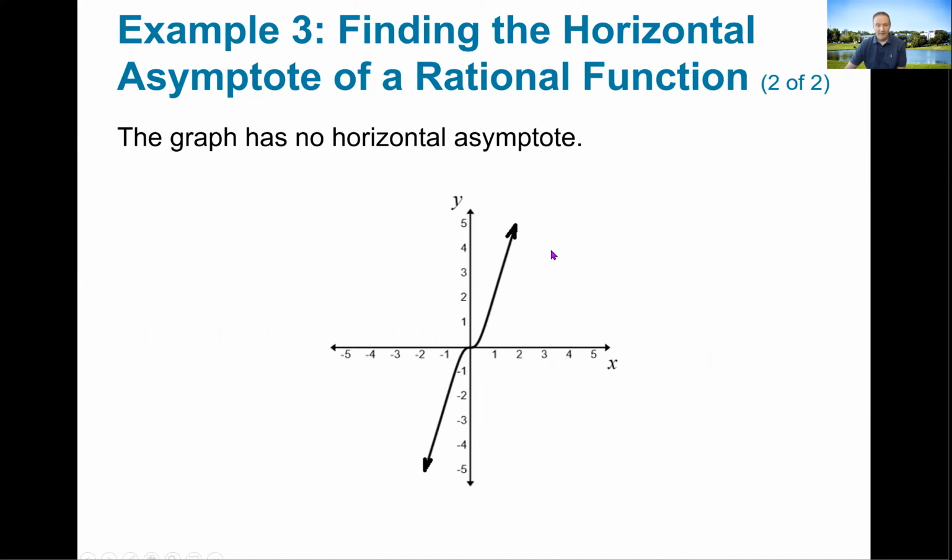Now this is a graph of that last one, just showing you, yeah, in this function, as x goes off towards infinity or as x goes off towards negative infinity, the y value is not going to approach any one number. It's going off towards infinity as x gets large. It's going off towards negative infinity as x gets small.